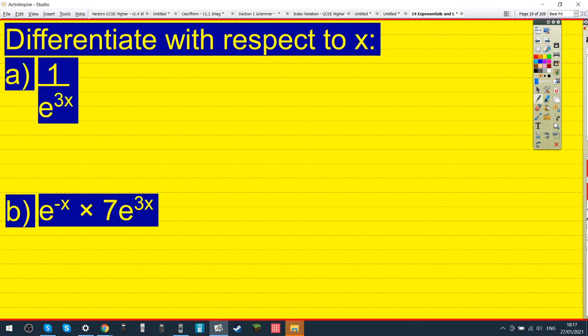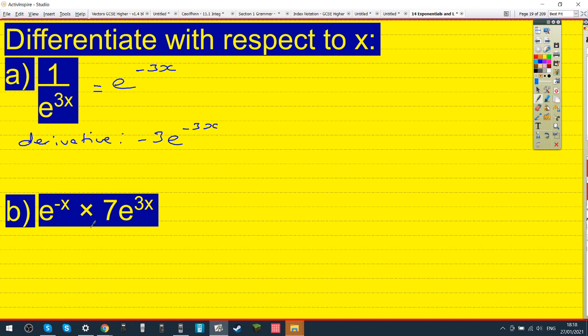Differentiate with respect to x: 1 over e to the 3x. How do you do that? This is the same as e to the minus 3x. And so that's differentiated like the first one. So this is just e, that's just the same thing, and so now you'd differentiate it. Minus 3e to the minus 3x. Great. And so simplify this one down here and then differentiate it.